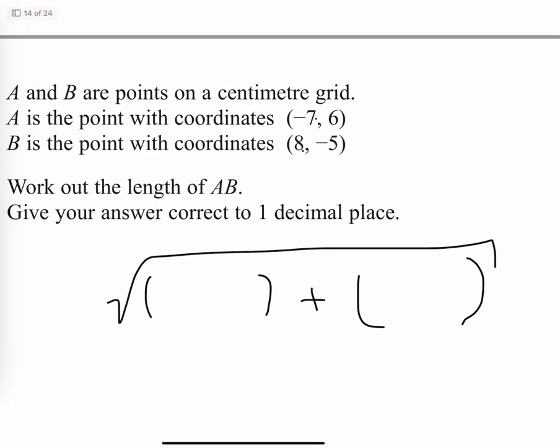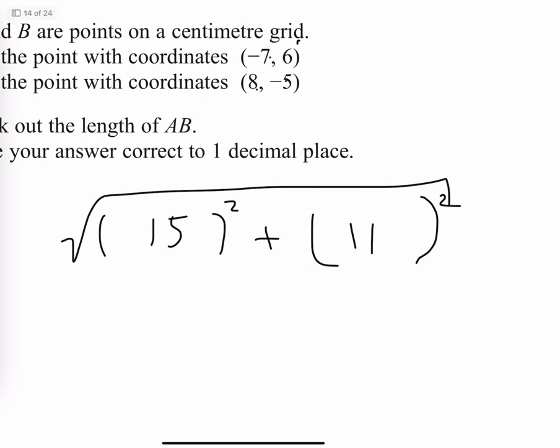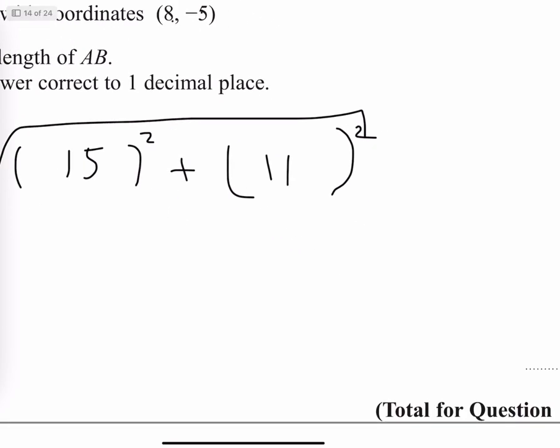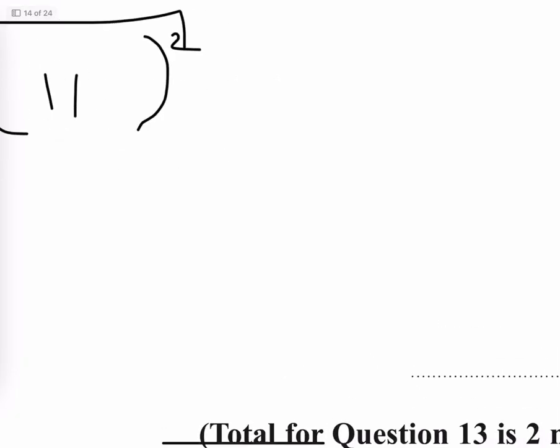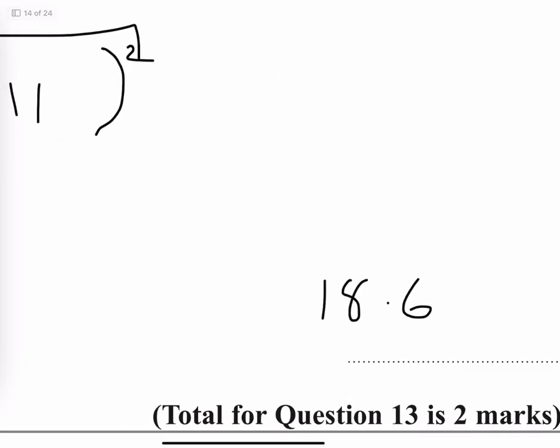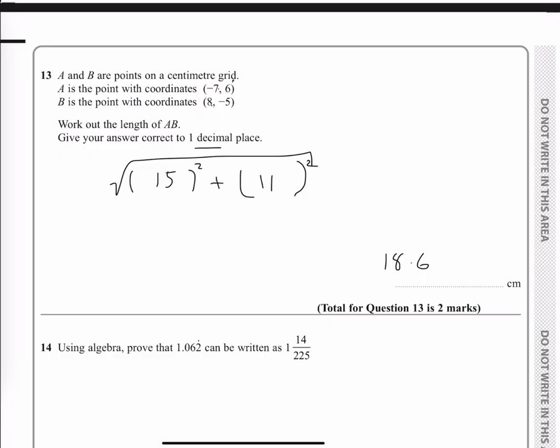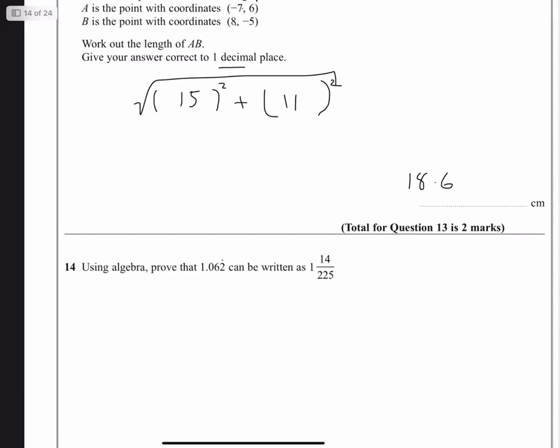So the difference in x is 15, so that's 15 squared. The difference in y is 11 squared. It's 15 squared plus 11 squared, square rooted. Is root 346, so we're going to put that into decimal to get to correct one decimal place, 18.6. It's always useful to check what they want. It's probably the most painful way to lose a mark when you're not careful about that.